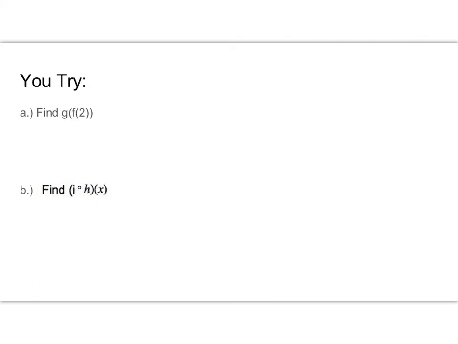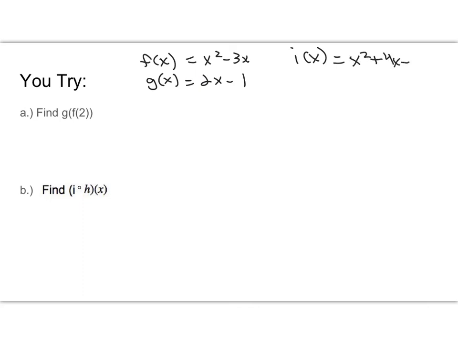And of course, I'm going to have you try some of these. Let's write down those functions again. F of x is x squared minus 3x. G of x is 2x minus 1. I of x is x squared plus 4x minus 2. And h of x is 4 to the x. All right, so you try these, find g of f of 2 and I of h of x. Pause the video and restart it when you're ready to check your answers.